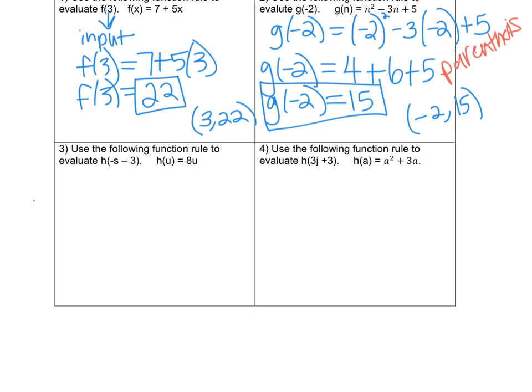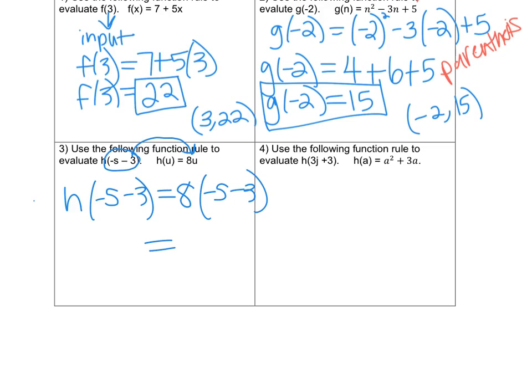Moving on to number 3. This time we're going to be inputting this entire expression in place of the u because u is the input. So if I wanted to find h of negative s minus 3, that would be 8 times negative s minus 3, because I'm inputting that whole expression in place of the u, since u is the input. Now we just need to simplify it.